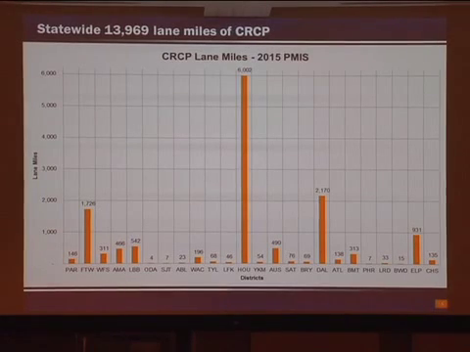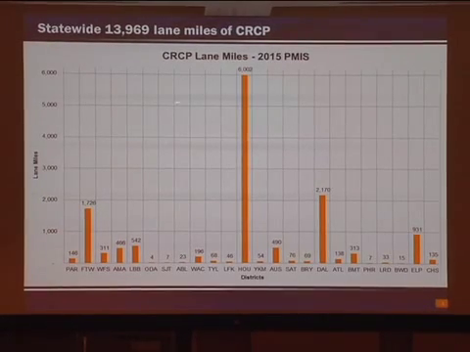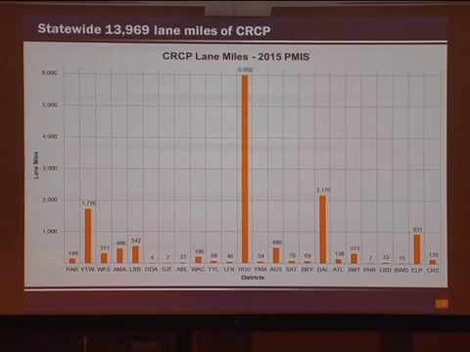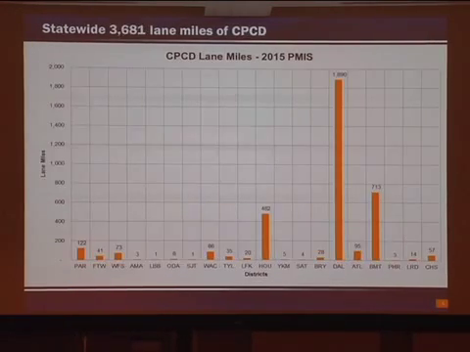Yeah, this chart shows the lane miles of our 25 districts. Houston has about 6,000 lane miles of CRC, and total statewide we have about 14,000 lane miles of CRC. This chart shows you the lane miles of jointed concrete pavement. Dallas district has the most jointed concrete pavement.